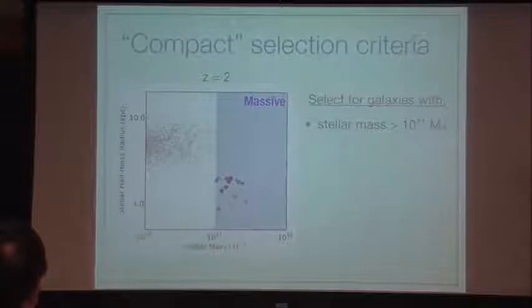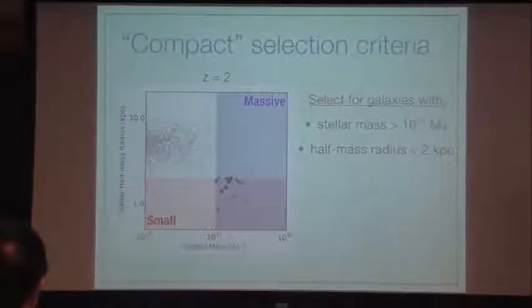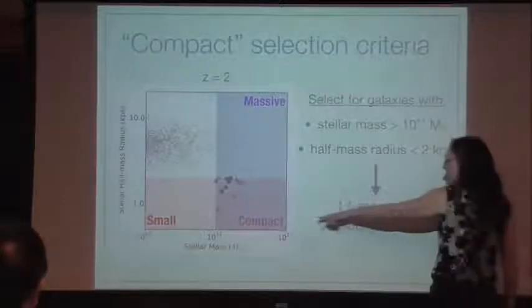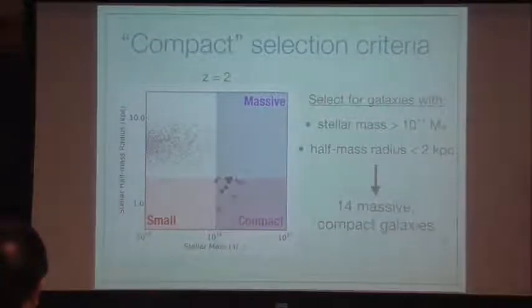First, I want massive galaxies, so I select for stellar masses of at least 10 to the 11. And of course, I also want them to be small, so half-mass radii of 2 kpc or below. And then this quadrant of the mass-size plane is what I'm referring to when I say compact. And when I make this selection, I get a sample of 14 of these massive compact galaxies, which I'm going to look at in detail and trace around with the simulation.